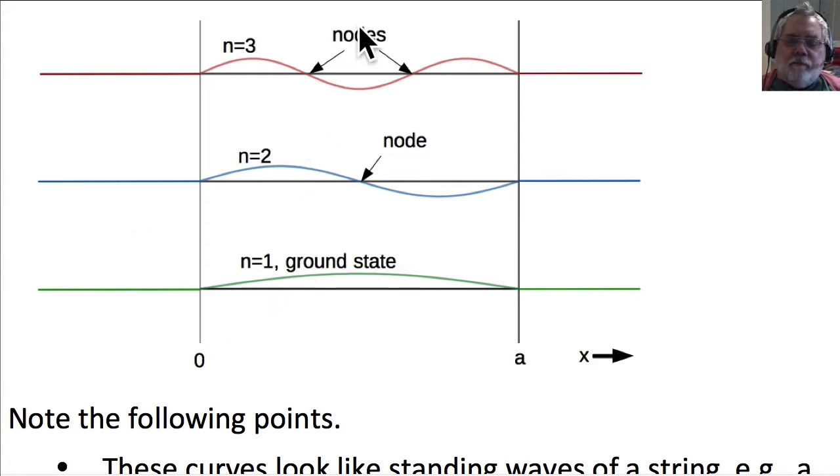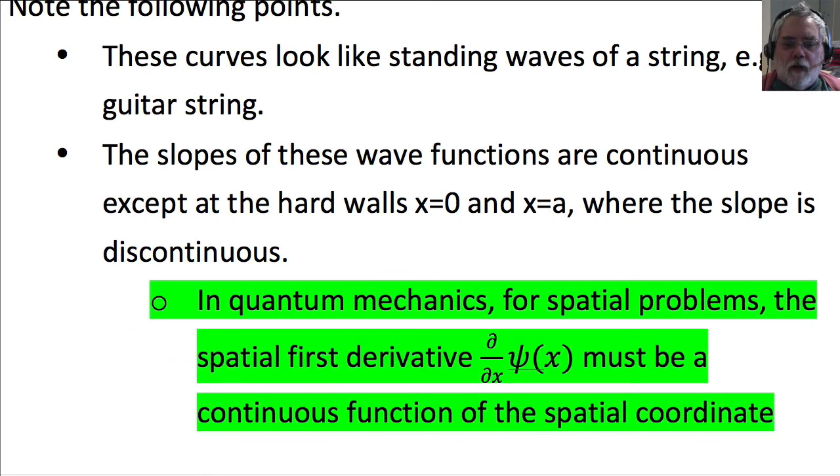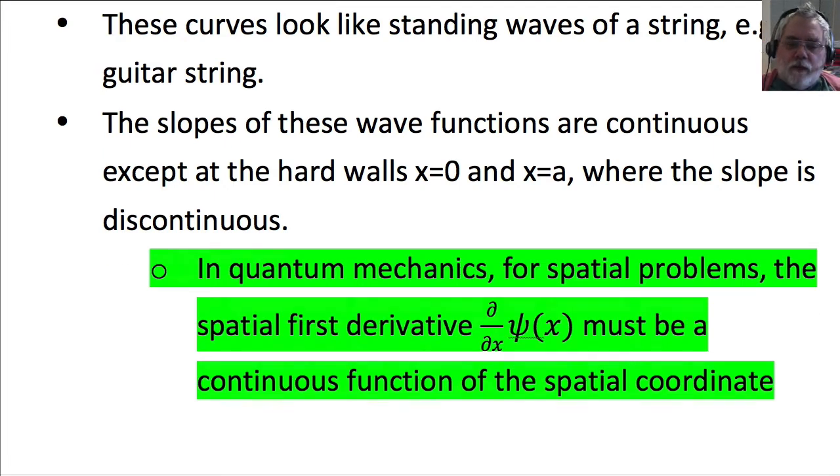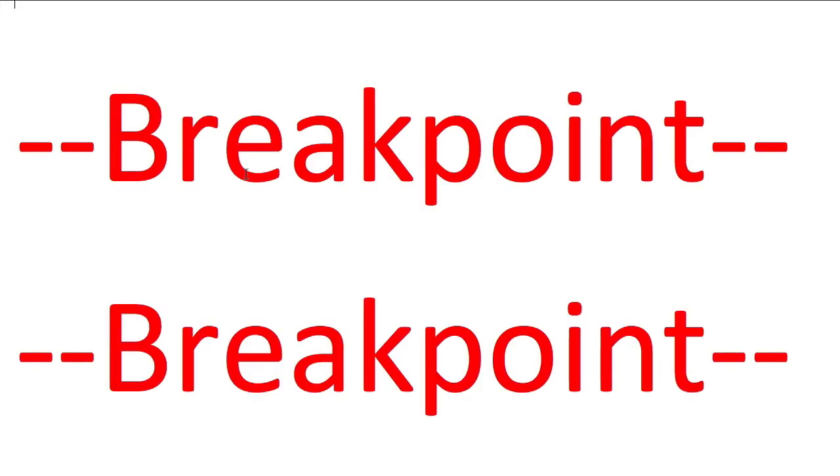So for all of these eigenfunctions, the slope is continuous in the left region, continuous beyond the box in the right region, continuous within the box, but discontinuous at both hard walls. In quantum mechanics for spatial problems, the spatial first derivative, the partial derivative of psi with respect to x, must be a continuous function of the spatial coordinate except at hard walls and also at potential energy impulse functions, which we're not going to cover. This is a possible time to take a break.